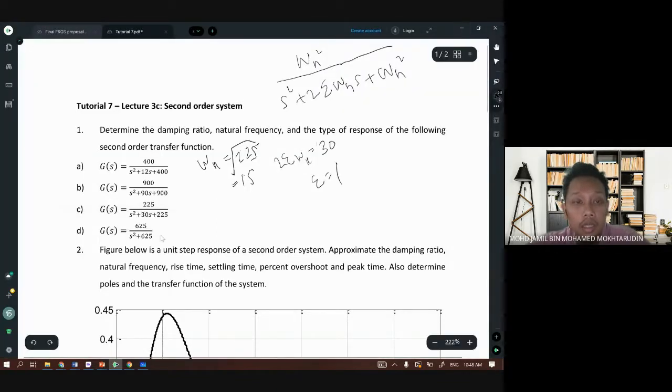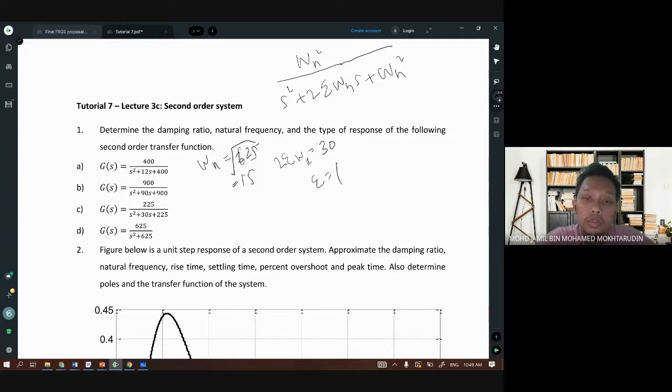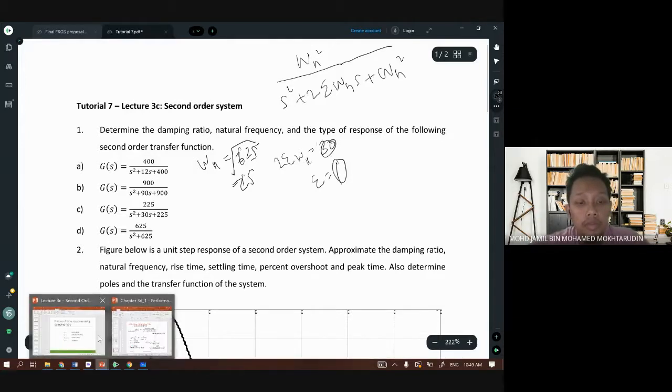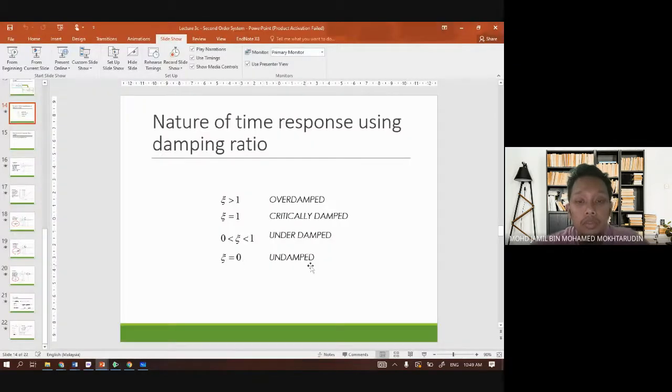And lastly, for question D, so natural frequency omega n, omega n squared equals 625. So square root of 625, okay, 25. So 2 times damping ratio times omega n equals 0. So damping ratio is 0. So when damping ratio is 0, the system is undamped. Okay.